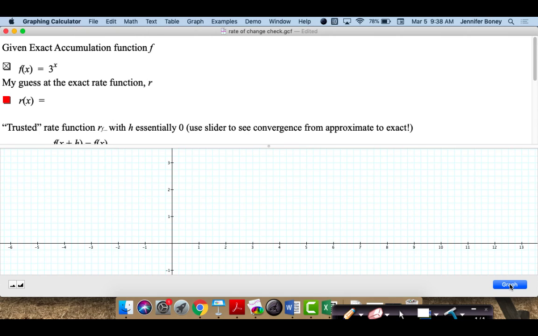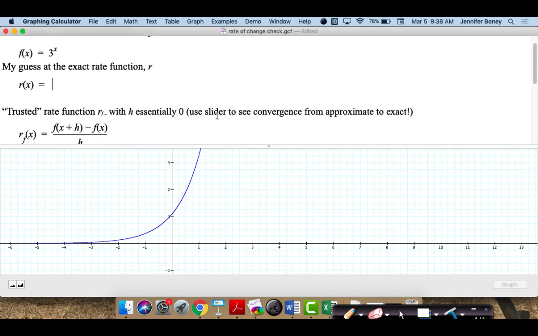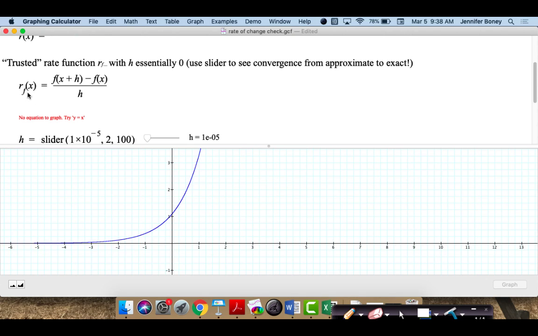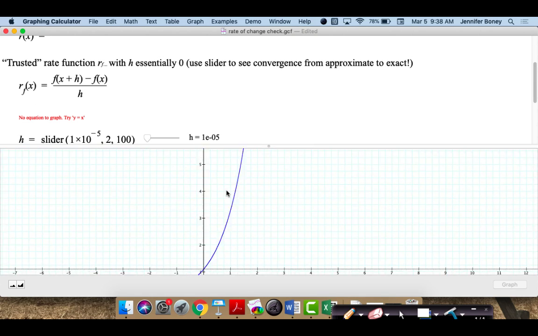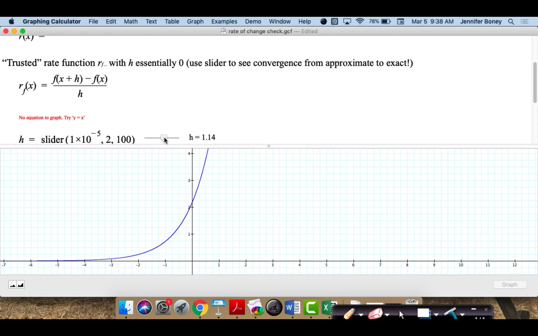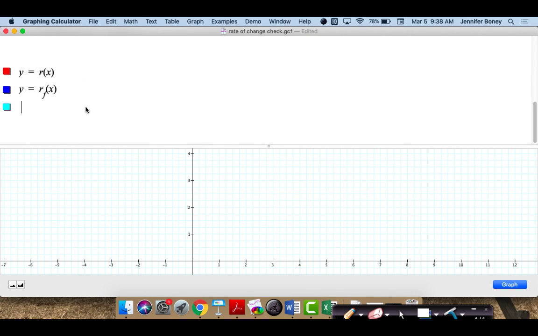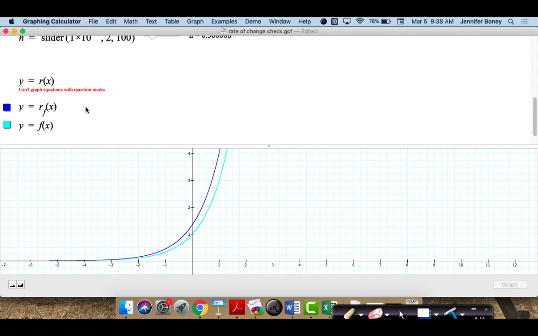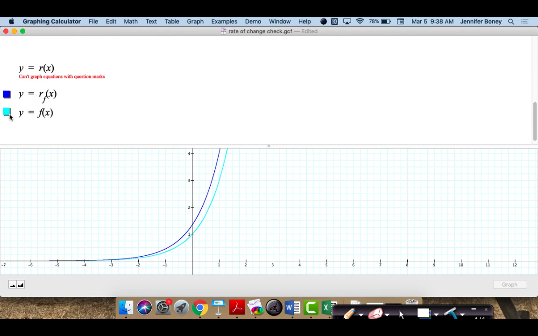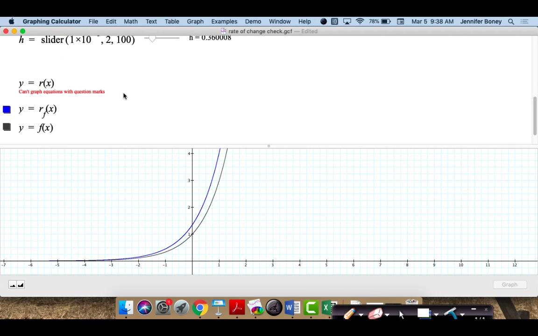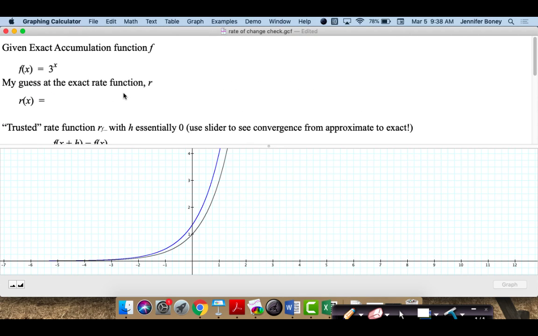But if I graph f of x, I'm going to graph f of x in black. And there's still a blue thing here. This blue is the rate of change, this exact rate of change function. Oh, I didn't have y equals f of x, sorry. Y equals f of x. I'm going to make that black. There we go. So my black line here is y equals 3 to the x, f of x equals 3 to the x.